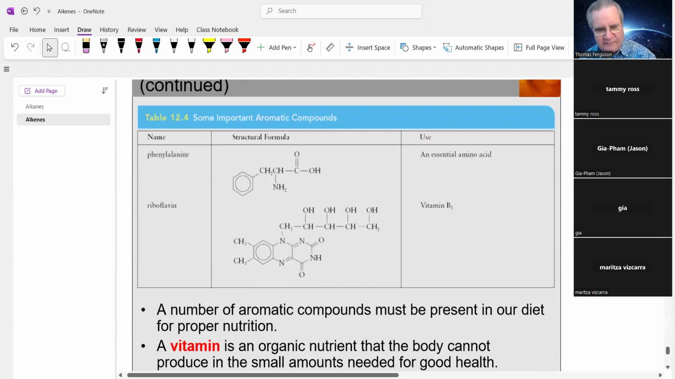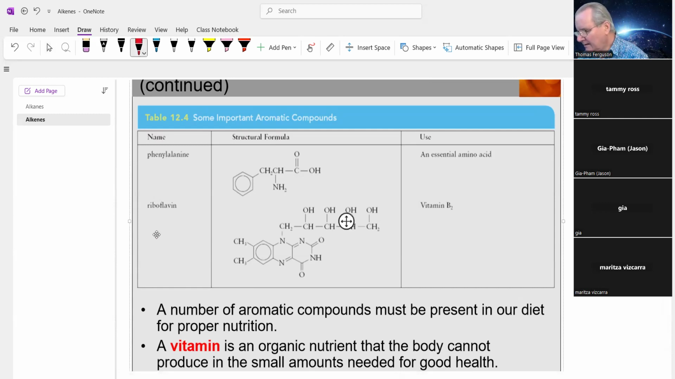Aromatic compounds are very, very biochemically prevalent. You see them in terms of, this is phenylalanine as an amino acid. We find it in hormones. We find it in drugs. We find it in neurotransmitters. They're just all over the place. Very, very common.